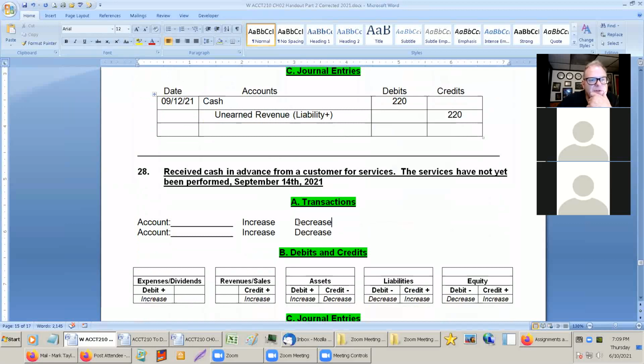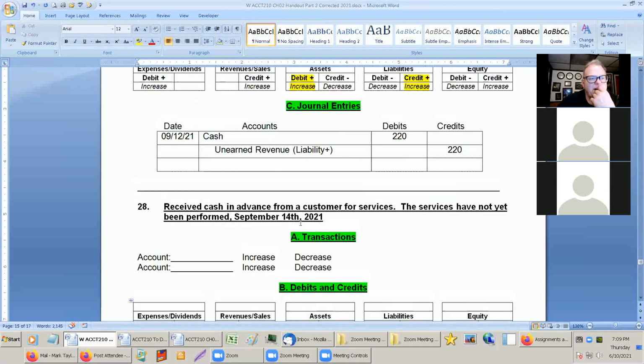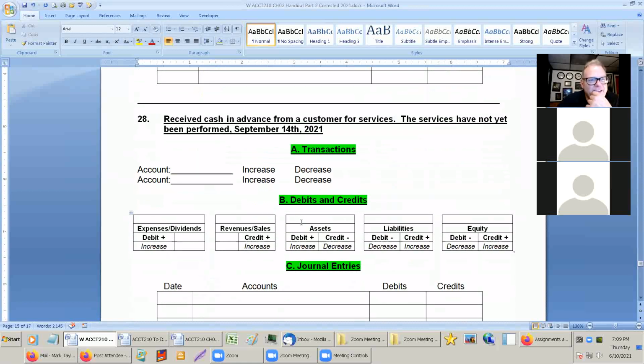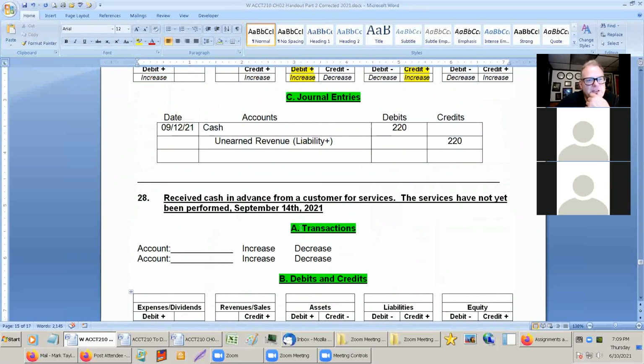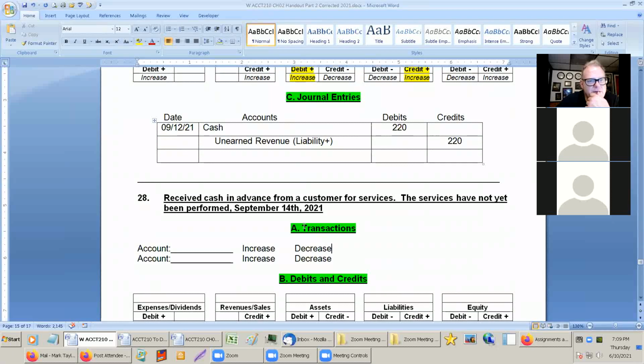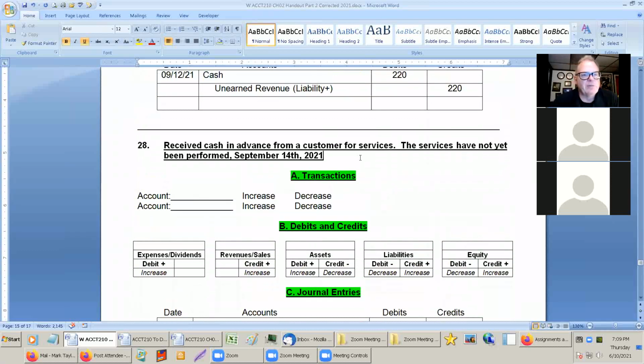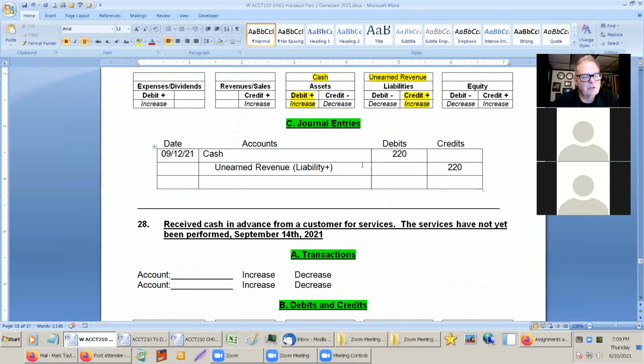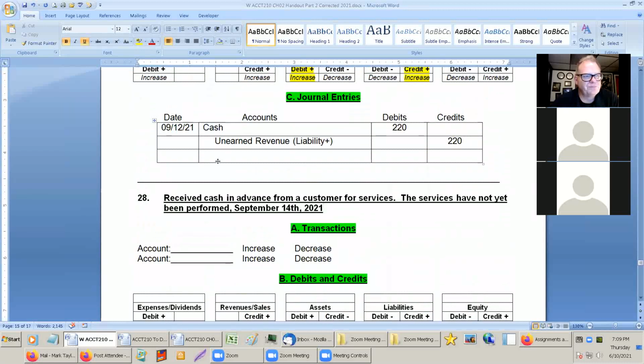I have no idea where I put this one now. It's not even a number. The cash advance from customers for services. It's the same as that one. This is unearned revenue. I didn't even put a dollar amount on that one. That's basically the same thing as the other one, except that I didn't put a dollar amount in.